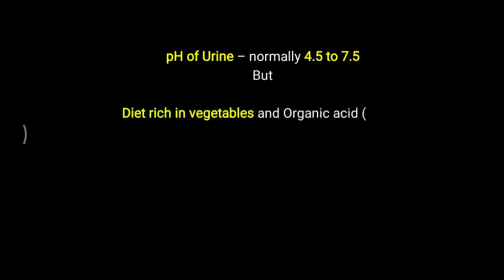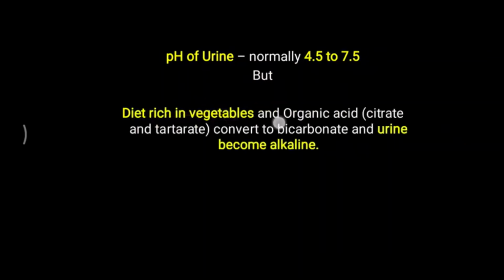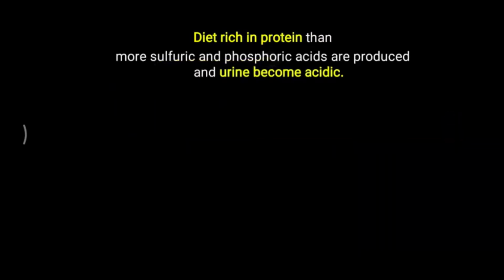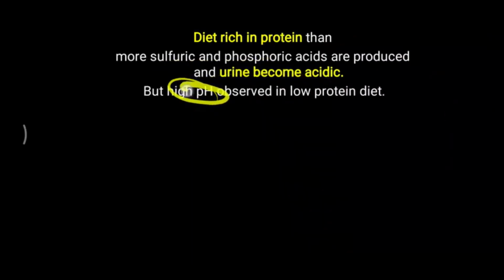But with a diet rich in vegetables, organic acids are present in the vegetables, like citrate and tartrate. Due to the presence of these organic acids, they are converted into bicarbonate, and so the urine becomes alkaline in nature. Further, in relation to the diet, you have to remember that when the diet is rich in protein, more sulfuric and phosphoric acid will be generated, and due to that the urine becomes acidic. But opposite to that, high pH, towards the alkaline side, is observed when a low protein diet is taken. So a high protein diet makes the urine acidic. A low protein diet makes the urine go towards the alkaline side.